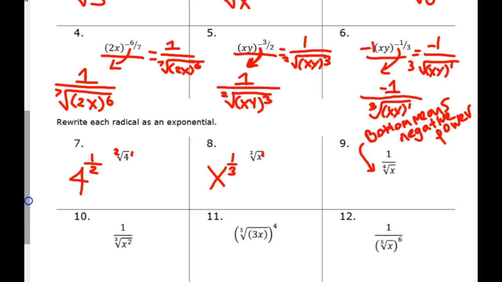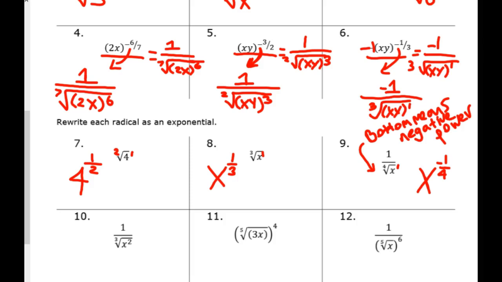Here's what I mean. What power is on this x if there's no power there? There's a little 1, right? Okay? So here's the deal. My base is x, right? But everything's on the bottom, so it has to be a negative. Okay, so this is x to the negative, and inside over outside. What over what? 1 over 4. Does everyone see why I wrote a negative power? Because it's already on the bottom.